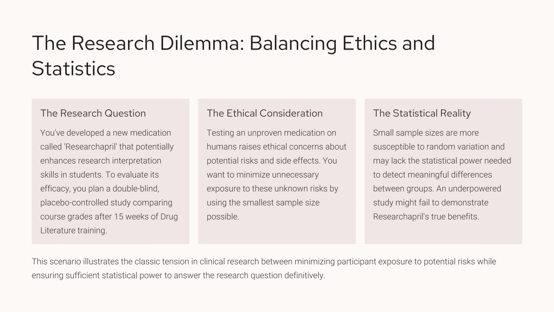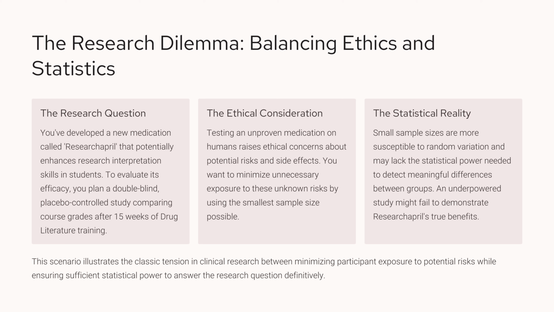Power always comes into conflict with ethics in research, and we'll see it with an example here. So pretend that I had a pill called Research April that helps students do better in PHA 4125. And so I want to do a double-blind placebo-controlled trial over 15 weeks over the drug lit course and see if students who took the pill do better versus those who got placebo. But the problem is testing an unproven medication in humans could be very risky, and you're basically subjecting participants to unknown risks. And so we want to use the smallest sample size possible to minimize those risks.